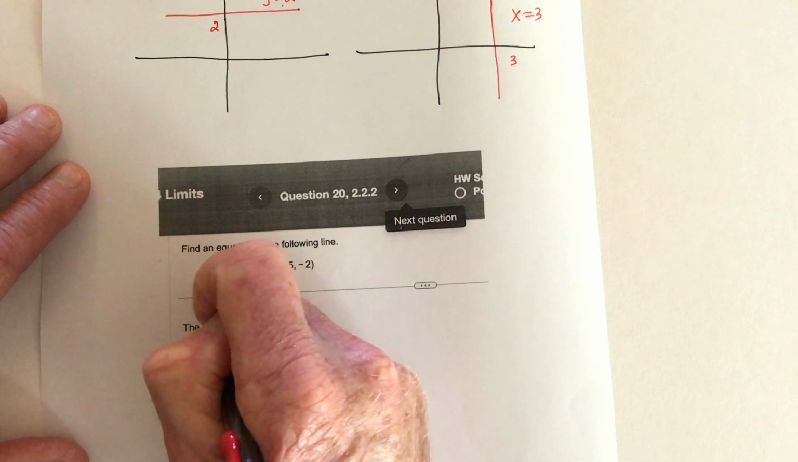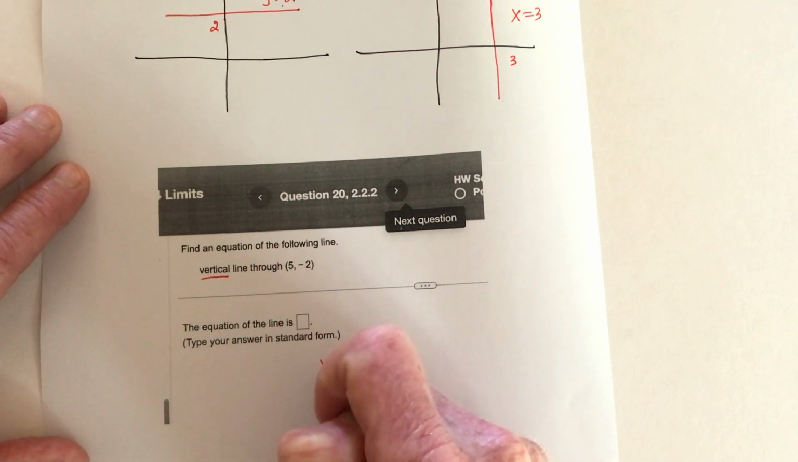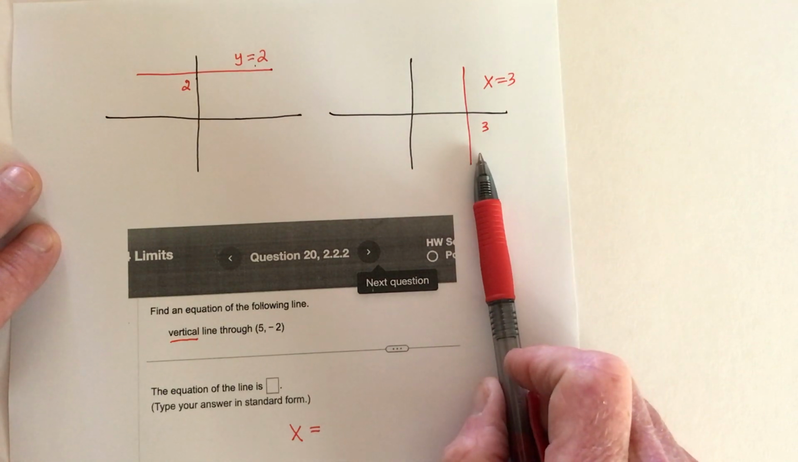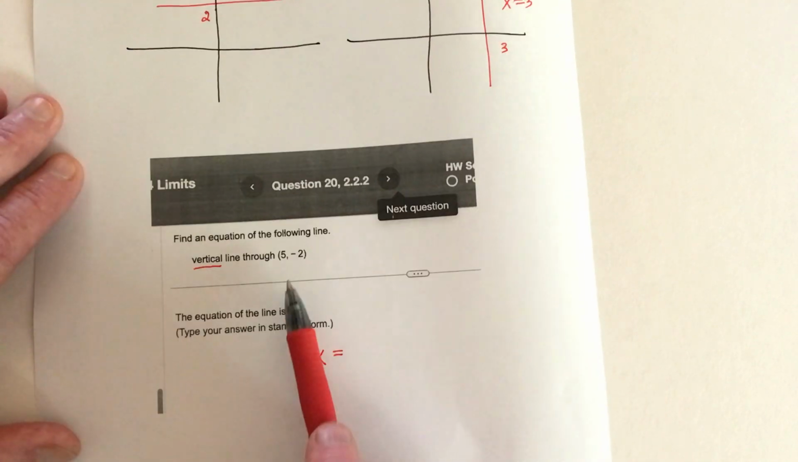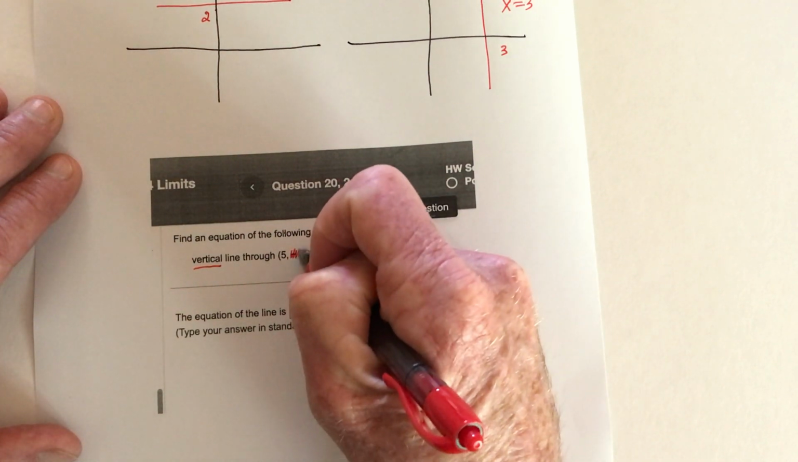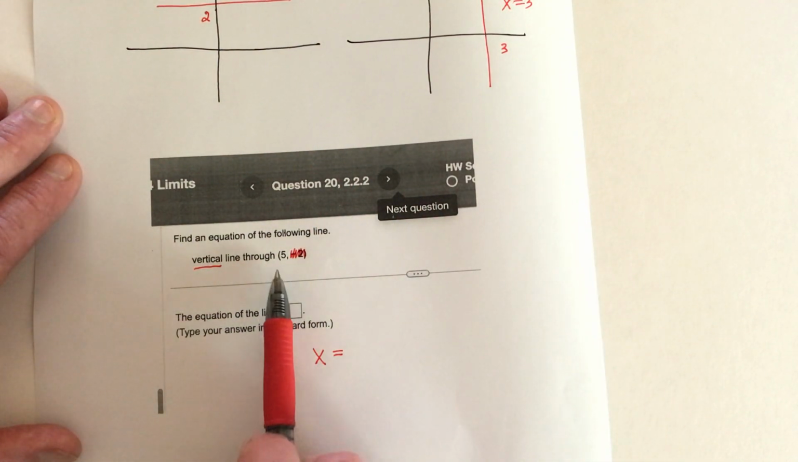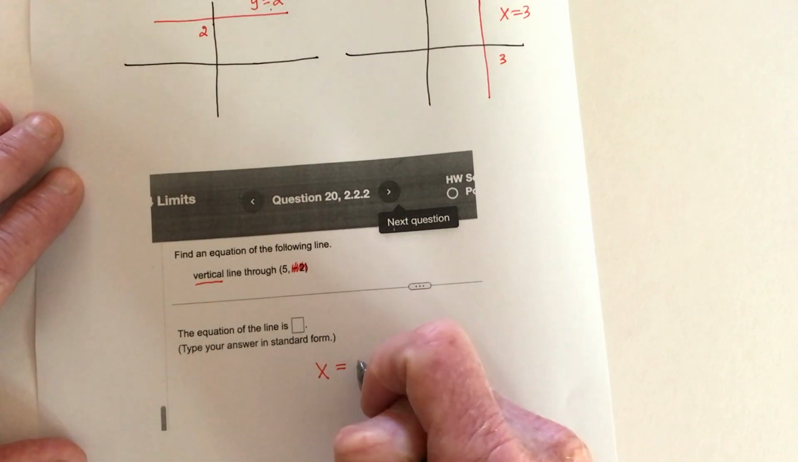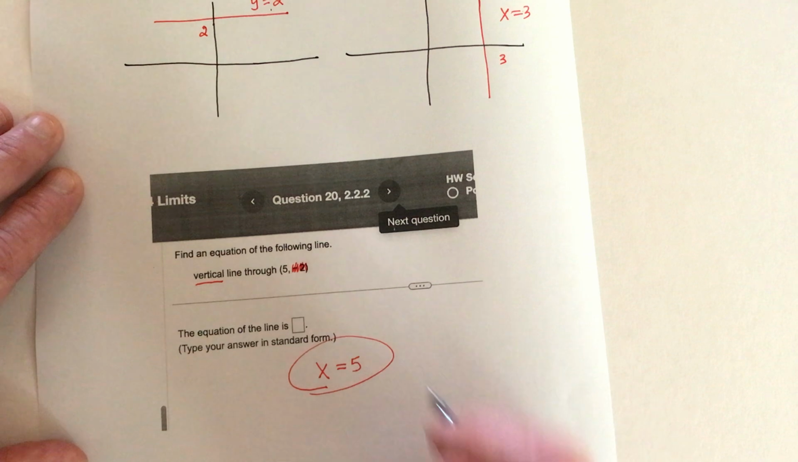They say vertical. So that means I can already say it's going to be x equals, because it's going to be like this, a vertical line. And then they say that the x value is 5, and it doesn't even matter what they put right there. If the x is a 5, that's basically replacing this, so x equals 5, there it is.